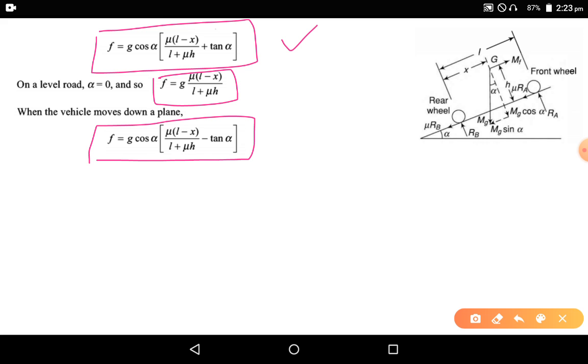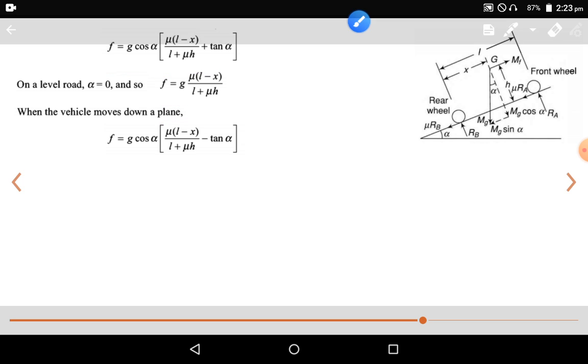So this is for a vehicle moving upwards. This is a vehicle moving on horizontal. And this is a vehicle which is moving downwards, uphill or downhill you can say, right? Okay, let's move further.